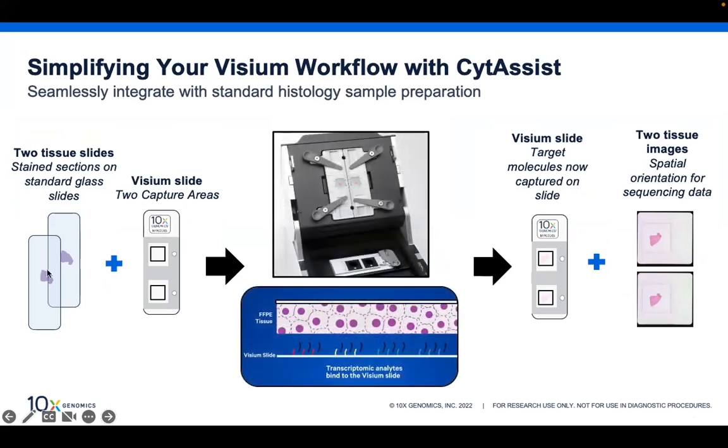So after your slides are placed into the instrument, they're placed on the top surface, which is underneath the lid. Visium slide is placed on the bottom. We introduce some permeabilization enzyme. Close the lid. That's where a couple of images are captured, and 30 minutes later, those analytes are transferred from the tissue onto the surface of the Visium slide. Then you have your outputs, as I mentioned before.